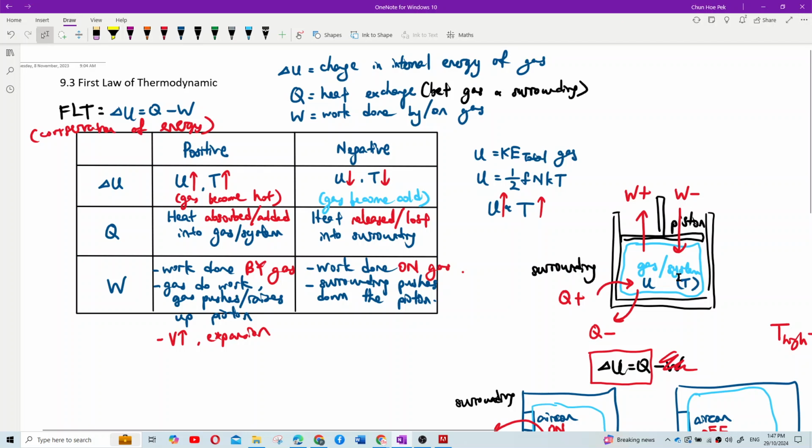Kalau the gas is being compressed, itu work done negative. Maksudnya volume decrease. Compression. Understand? So kalau the gas is being compressed, that means it's work done on gas lah, by the surrounding. Okay? Itu W negative. So gas does not do work. It's the surrounding who do the work. The work done is negative. Kalau gas does not do work, that means work done negative. Kalau gas do work by pushing up the piston, then it's work done positive. Okay?